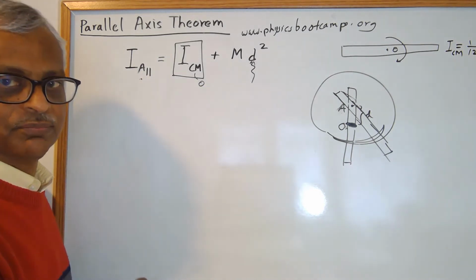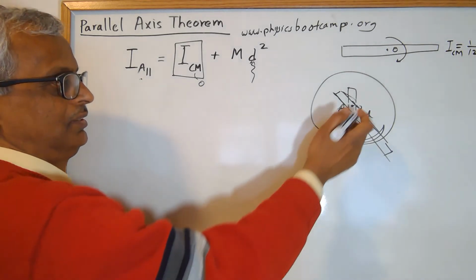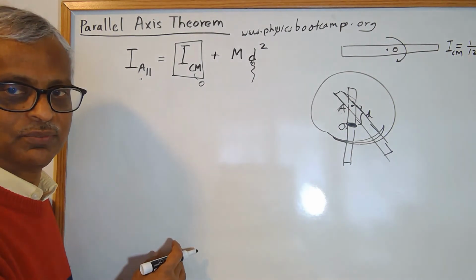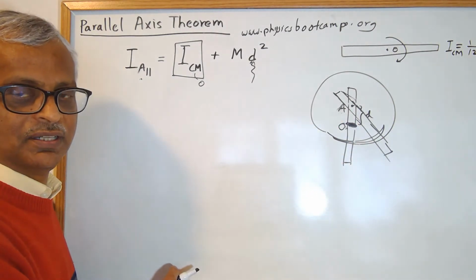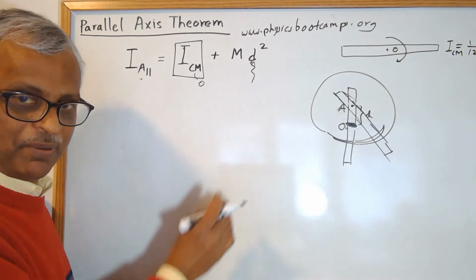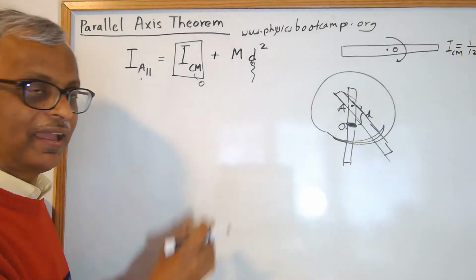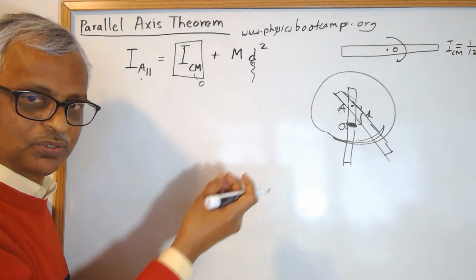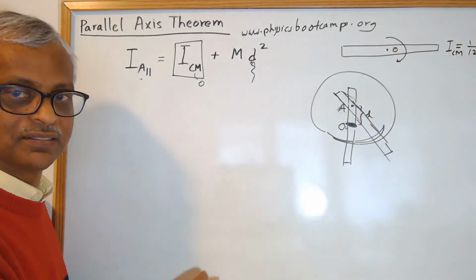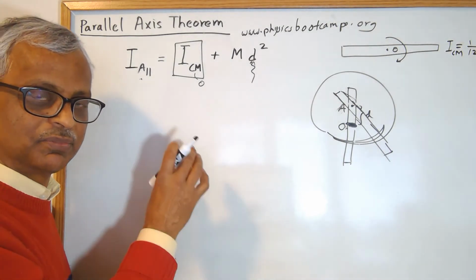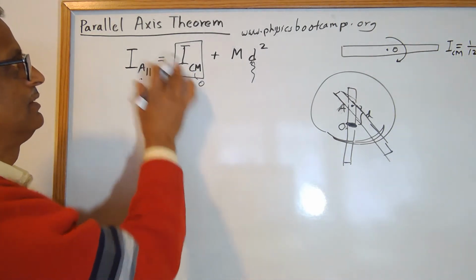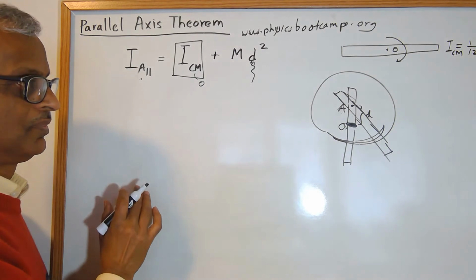This is a very important result because it allows you to get the moment of inertia about any axis once you know it about the center of mass: a parallel axis through the center of mass, an axis which is parallel to the axis that you're working with, but happens to go through the center of mass. If you know that, then you can get the result from this formula, and this is called the parallel axis theorem.